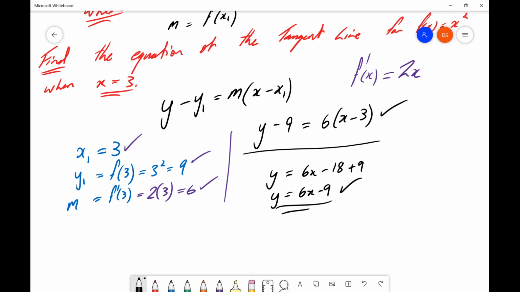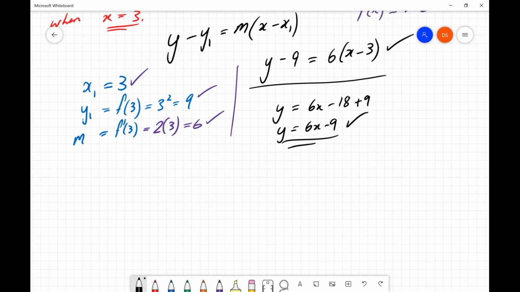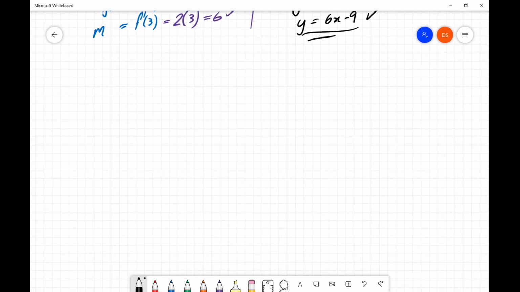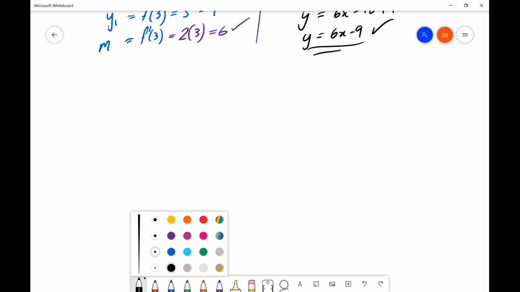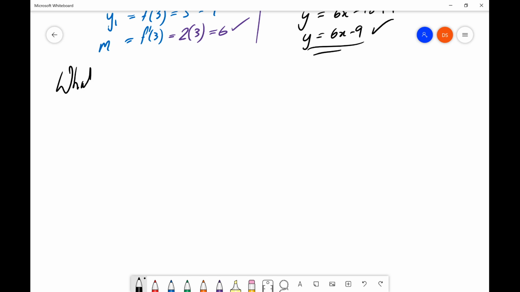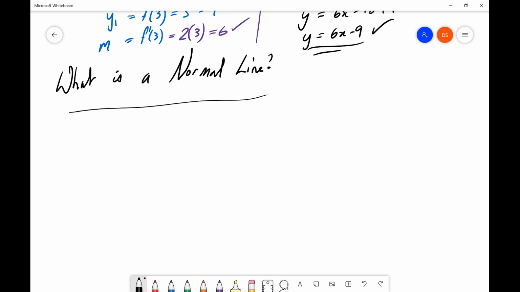Okay, perfect. Cool. I'm going to take the not asking questions as indication that we should try something interesting and new. All right. So, what is a normal line? We know what a tangent line is, but what is a normal line?